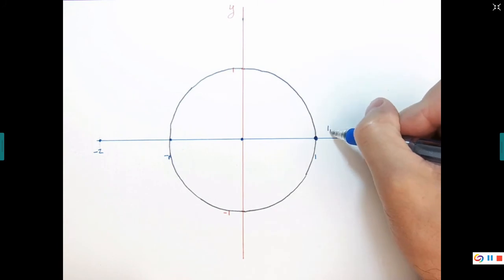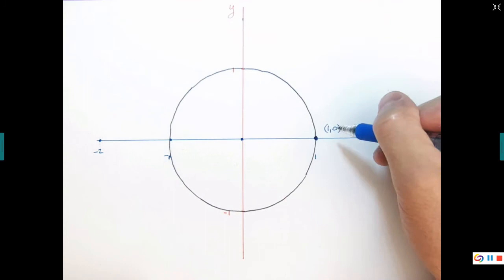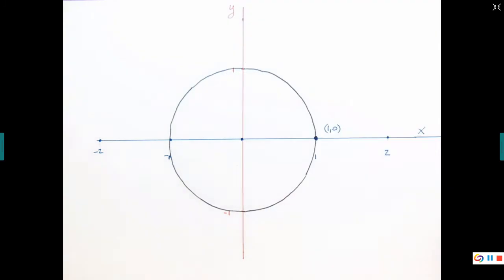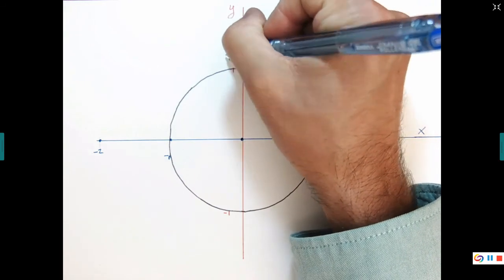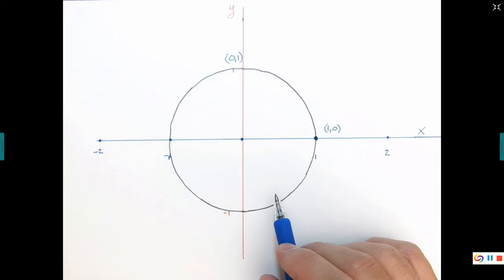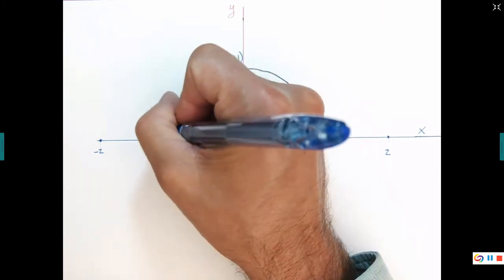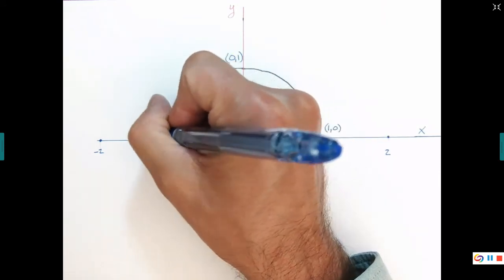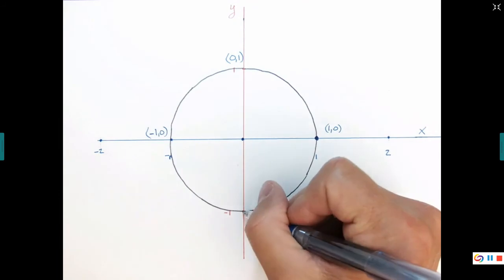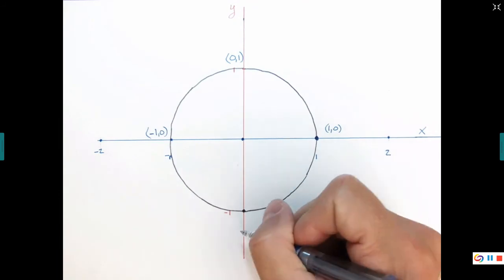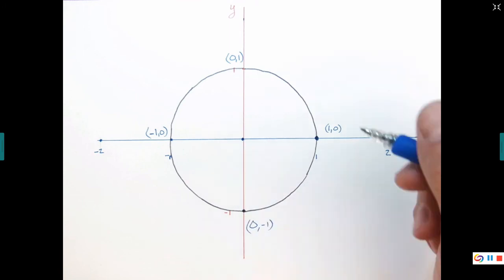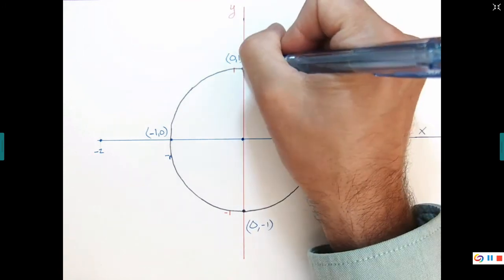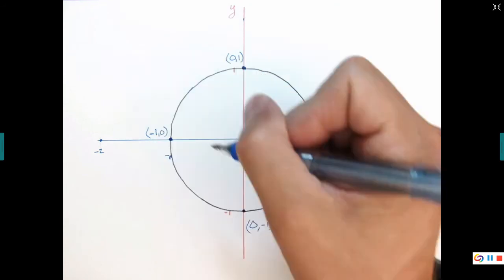1, 0. I'll use red for this one. Actually, I'll just write it in. 0, 1. I probably should have color coordinated the x and y coordinates, but -1, 0. I suppose on your picture you could do that. 0, -1. So there I can clearly tell where those values are on that circle.